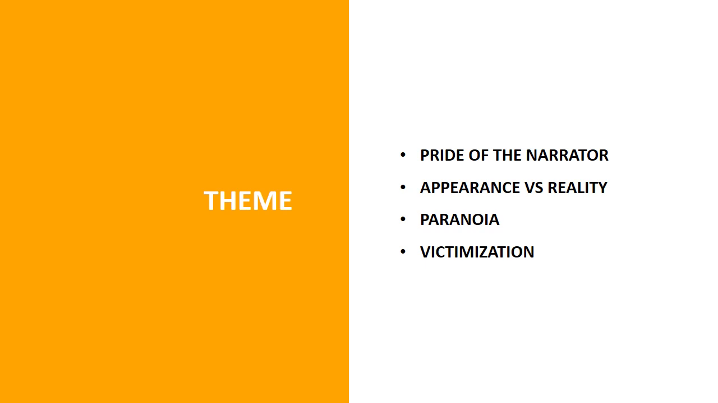Number 3. Paranoia. What is paranoia? If we think about the narrator as someone who is paranoid, then his actions and suspicions take on the character of mental illness. His suspicions cause him to behave in an irrational manner by moving the bed and assaulting the servant. And the last is victimization.